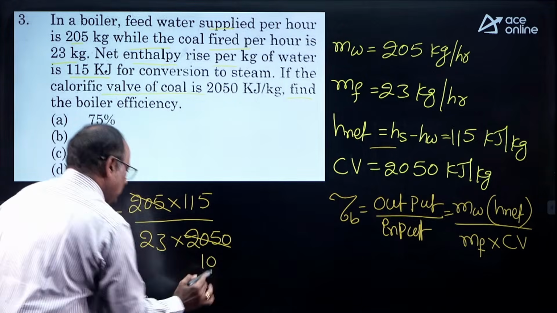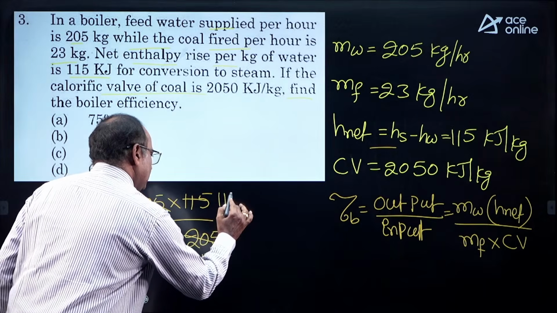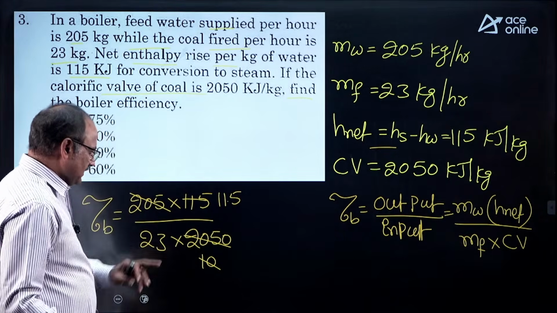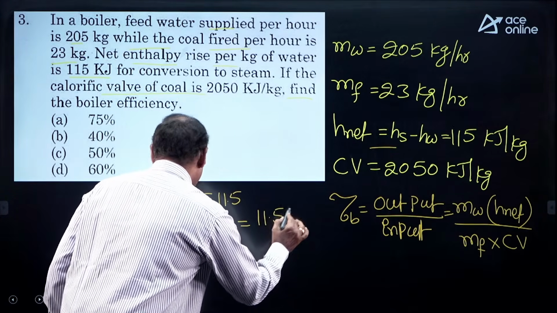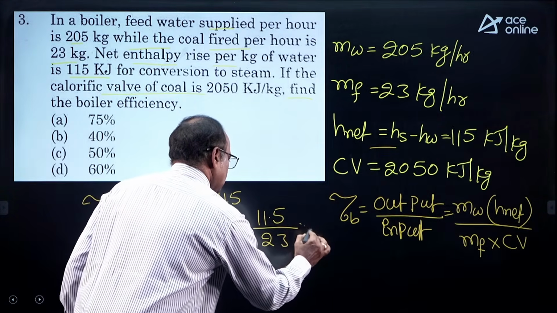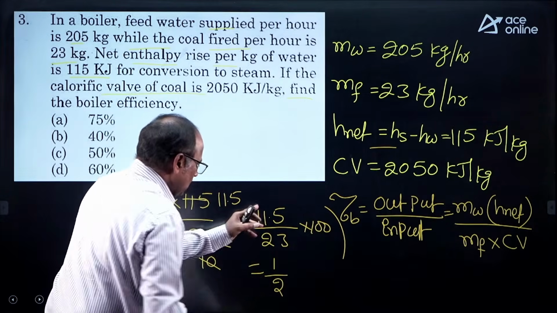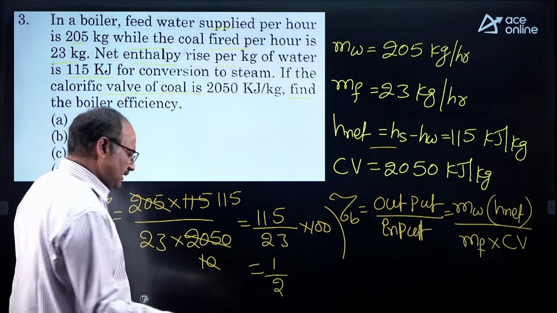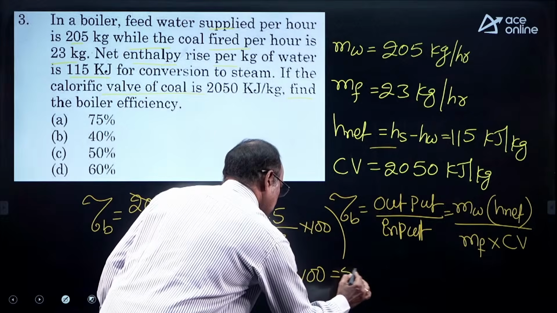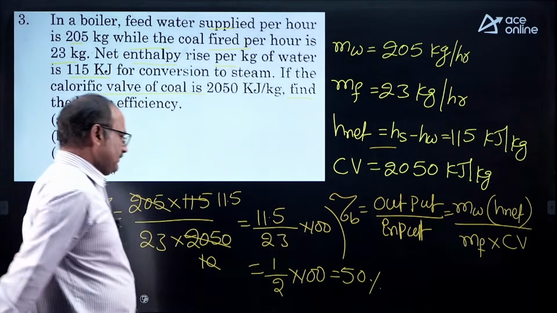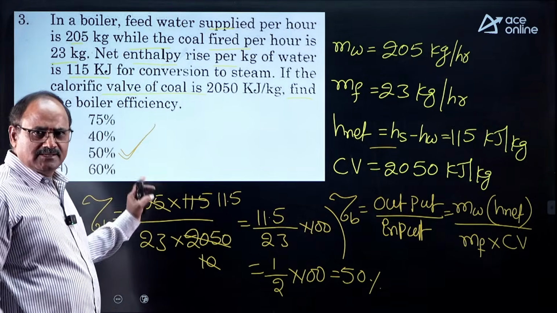10 times, it is 11.5, 115 by 10 is 11.5. Finally it gives 11.5 dividing by 23 into 100 to get it in percentage, which is equal to 1 by 2 into 100. It gives how much? 50%. That is the thermal efficiency of the boiler. Option C is absolutely correct. Is it not a simple question?